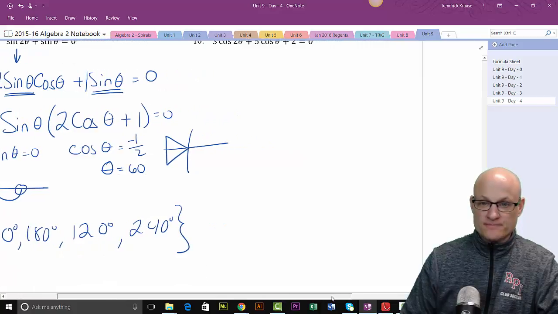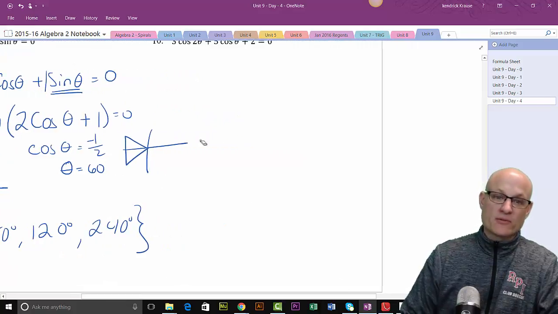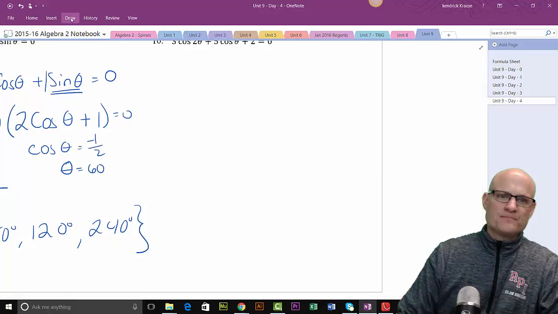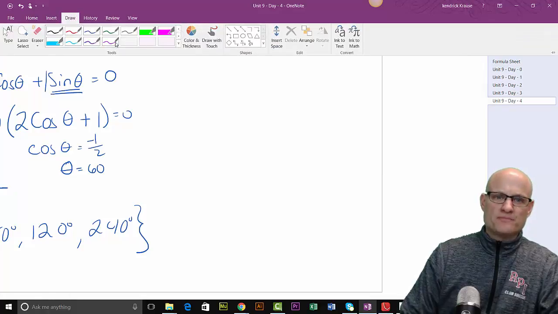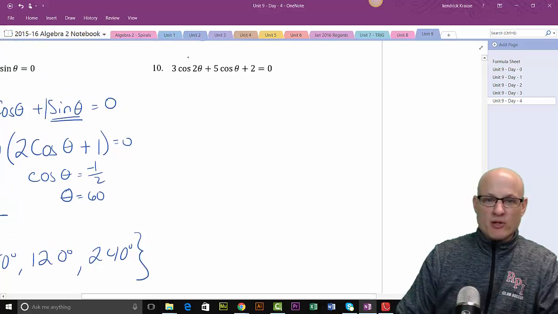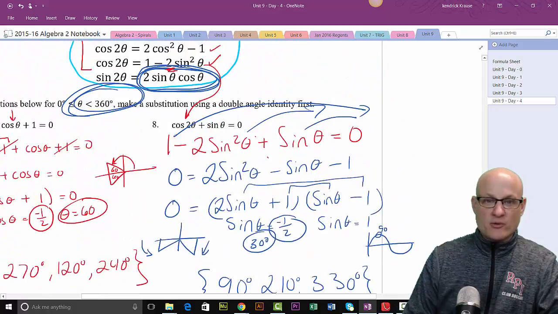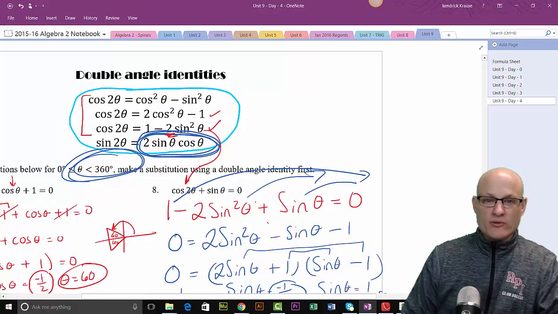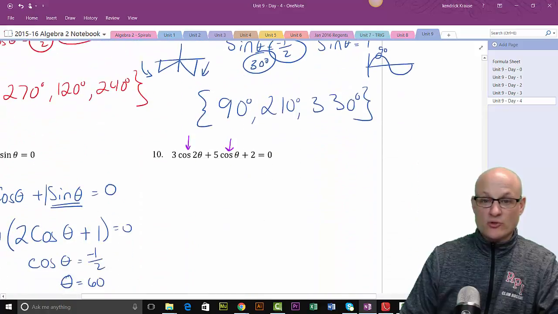Almost done, children. Let me grab a different pen. Get rid of some of this stuff. Let's end with purple. So let's see what we're going to replace. We have a double angle, and we have cosine. So if I've got a double angle, I'm going to go back up here and ask which one are we going to use? Double angle with just cosine. There it is right there. 2 cosine squared.